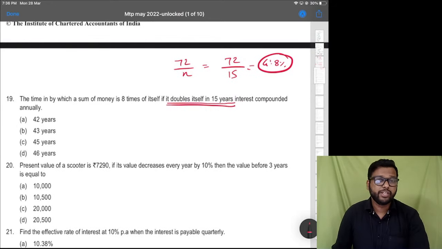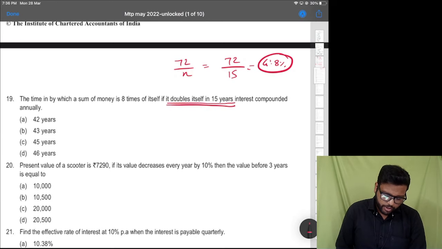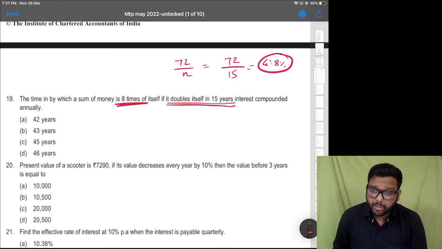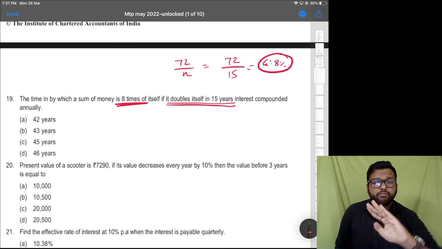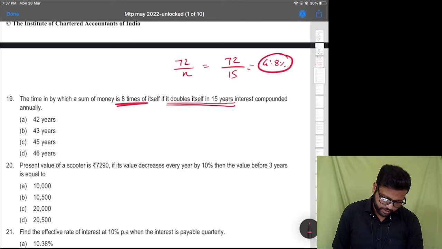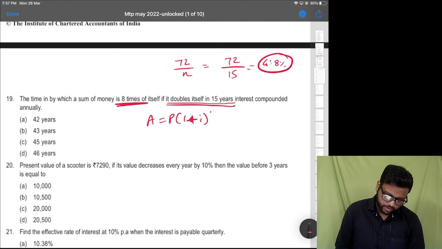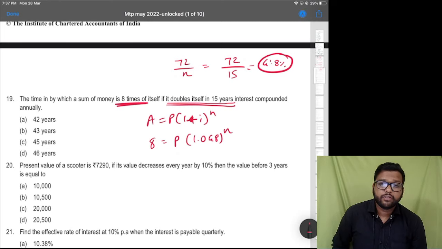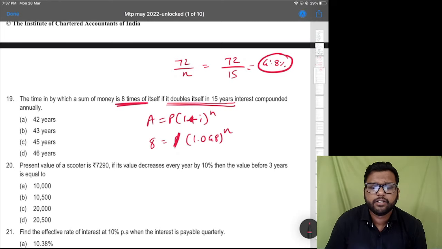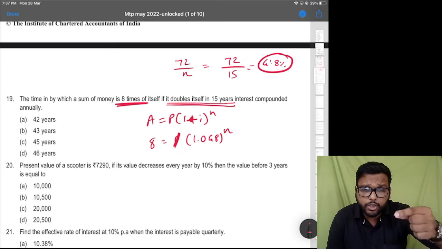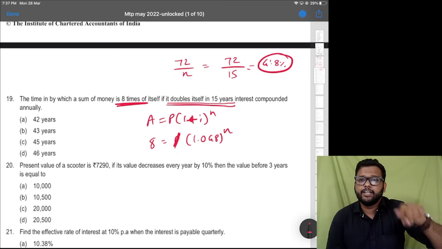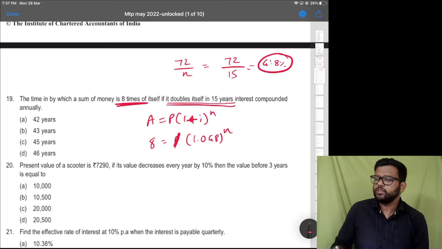Now understand how to think about this question. We want it to be 8 times of itself. That means if principal is 1, we want amount to be 8. Okay, if principal is 1, we want amount to be 8. 1 plus I raised to n. That means amount should be 8 when principal should be 1. This is 1.048 raised to n. Right, principal is 1, we can cancel that. That means we have to raise 1.048 till we get 8. Okay. How do we raise it?